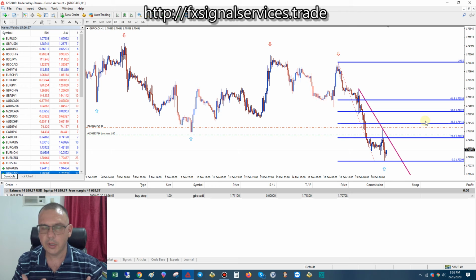GBPCAD. Let me know how you trade this. Let me know if you have any questions at all about how to trade this, if you use a pending order, or if you just draw a trend line and wait. Let me know how you trade this and give me some feedback.